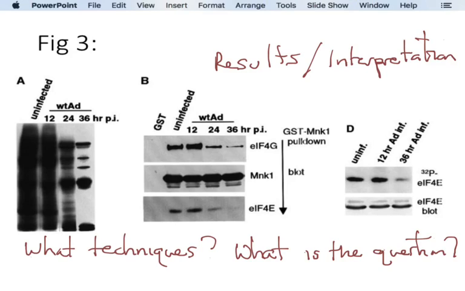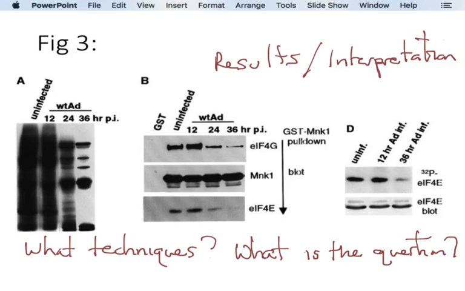All right, let's take a look at B. What techniques are being used in B? We said a Western blot or an immunoblot, and you can refer to it as either. It doesn't matter to me. Definitely Western blot. What are they doing before that?